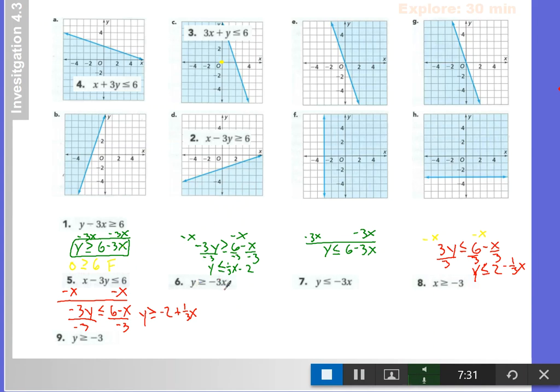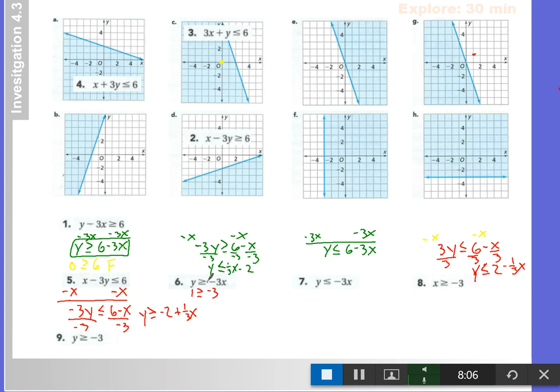Thankfully, this one is not in standard form. None of the other ones are too. That's nice. So y is equal to negative 3x. My y-intercept is 0. My slope is going down. Okay, so that's both of these. And y is greater than. So that means I can't plug in 0, 0, but I can plug in 1, 1. So I'm going to plug in 1, 1 right here. So I get 1 is greater than or equal to negative 3. That is a true statement.